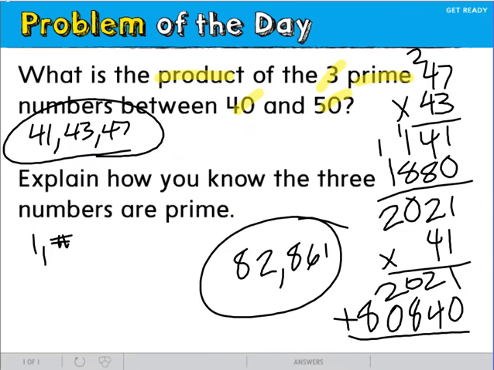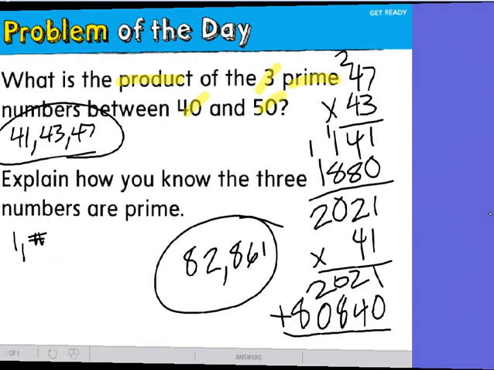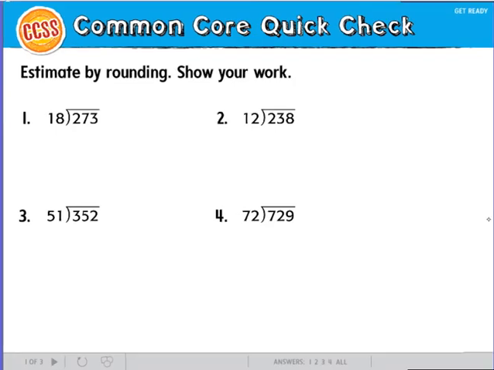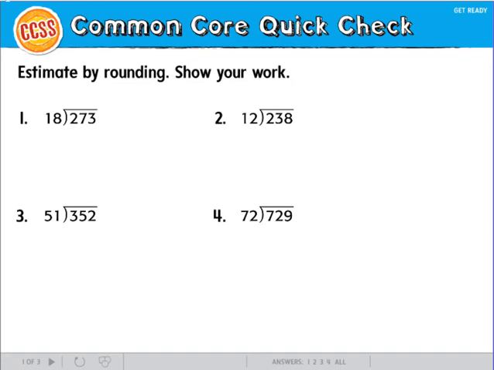82,861. All right. For some reason, I thought I stopped. All right. Estimate by rounding. Show your work. You got 4 problems to estimate by rounding. On your whiteboards, show me all 4 answers. Get started.